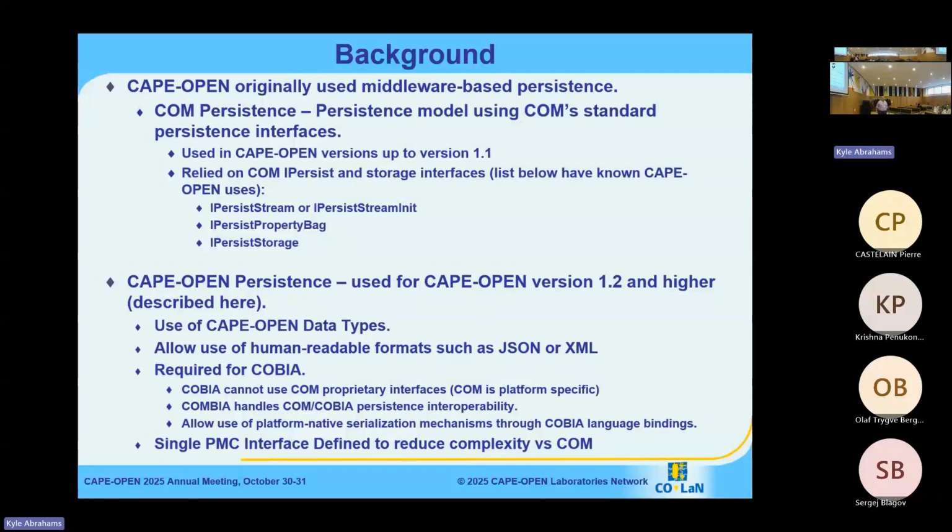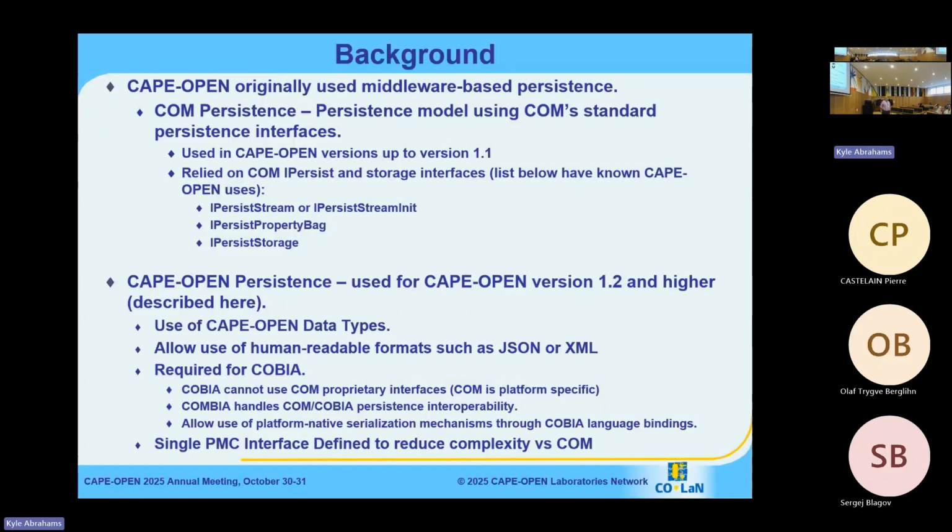One of the things that we wanted to have available is for the persisted objects to be saved in some sort of human readable format, JSON or XML are suggested. It's required in Cobia. Cobia can't use COM interfaces. Cobia handles the transition, and we'll have a little bit of discussion on how that is handled there, the interop and transitioning. And it allows use of platform data serialization methods where they exist in some of the Cobia languages. They're bound to through the Cobia language bindings.